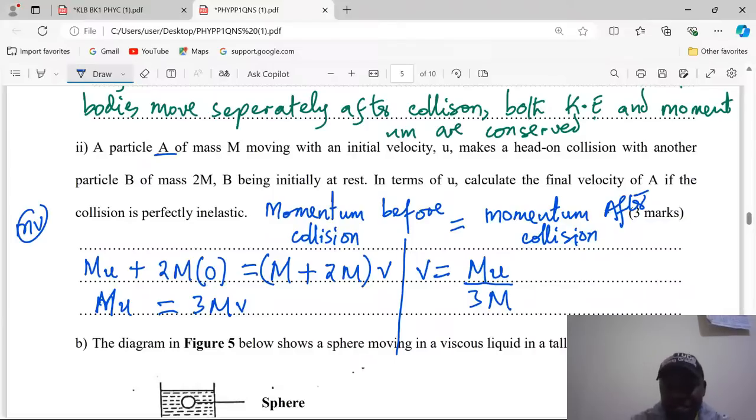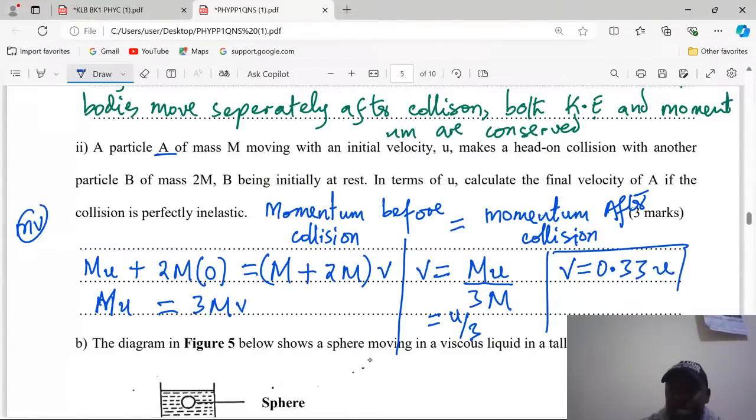m can cancel, and we say that the value of v equals u divided by 3. So v equals a third of u, or 0.33 of the value of u. So we have expressed the final velocity in terms of the initial velocity.